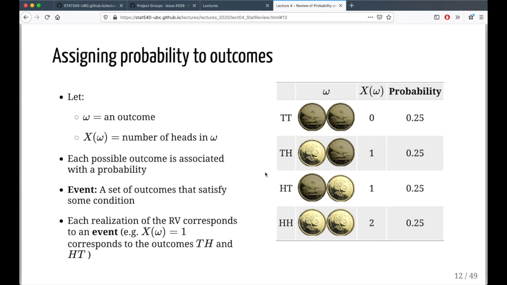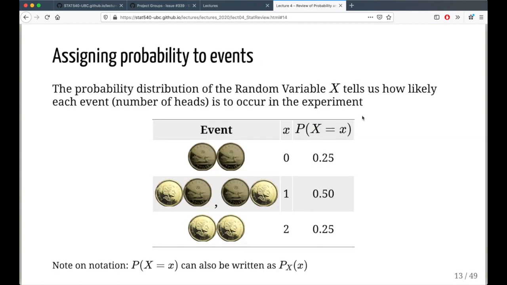And so that is an event, that is a set of outcomes that corresponds to the event of x equals 1. So keeping that in mind, we can actually simplify this table from the perspective of the random variable and talk about assigning probability to events instead of just outcomes. So the probability distribution of the random variable x tells us how likely each event or each number of heads is to occur in the experiment.